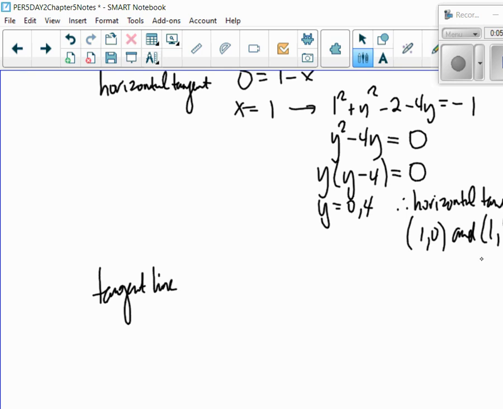The denominator equal to 0. So the denominator was y minus 2, so that means y equals 2. Yes? How do I find where the x's are now? Plug it in. That's right.